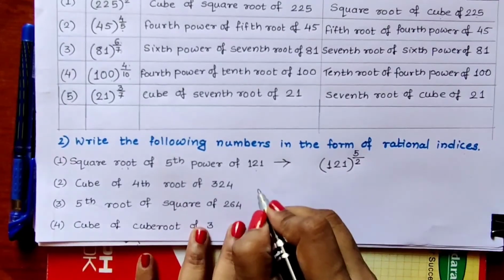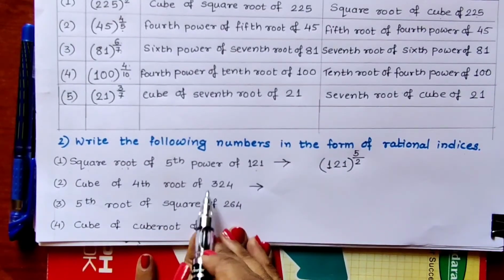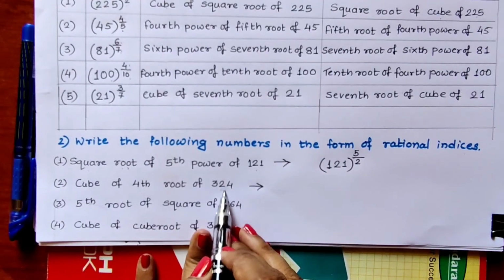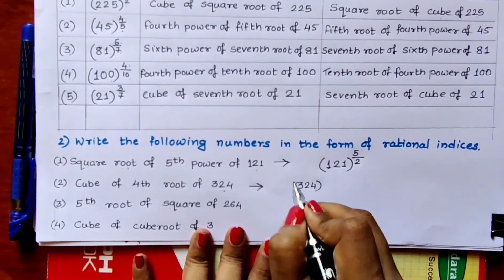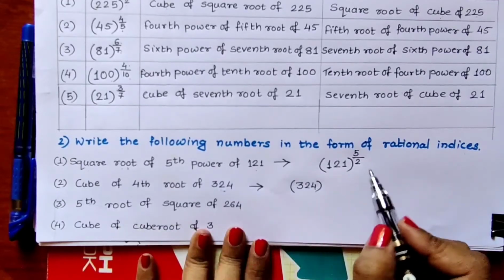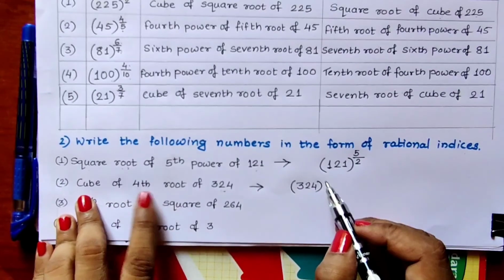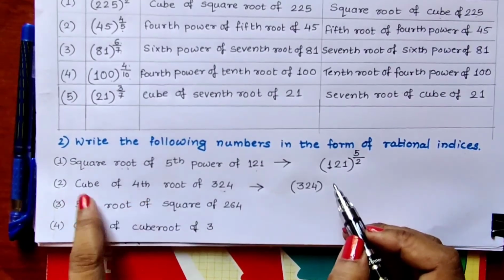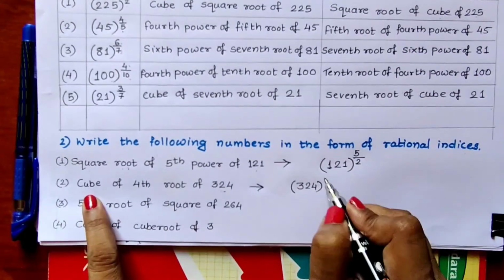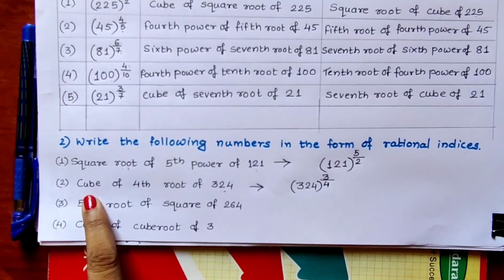Now let us see this second sum. Cube of 4th root of 324. 324 is our base. And then we have to write its index. Okay. Cube of 4th root. Root is 4. That means 4 should be written in the denominator and cube should be written in the numerator. So numerator cube and 4 in the denominator. 3 upon 4. 324 raised to 3 upon 4.